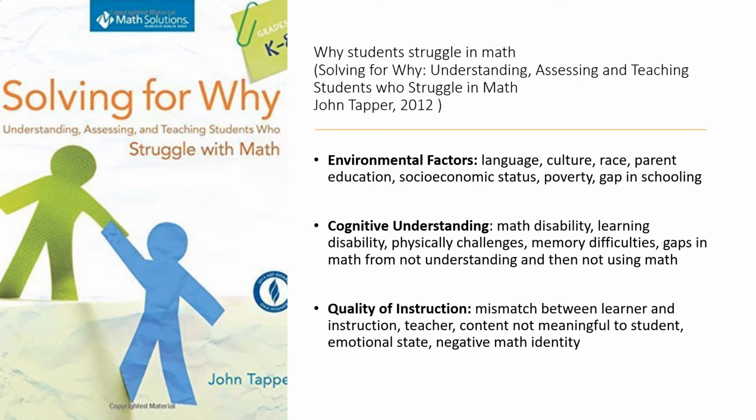And then quality of instruction. This could be several things. In the book, it's categorized as possibly a mismatch between the learner and instruction, possibly an ineffective teacher, possibly content not making meaning in the student's life. A big factor here also is the emotional state of a student, who might not be present to be able to learn math. Maybe ACEs are going on. Also, a negative math identity and a negative association to math is blocking the student from being able to be present and then understand the content.